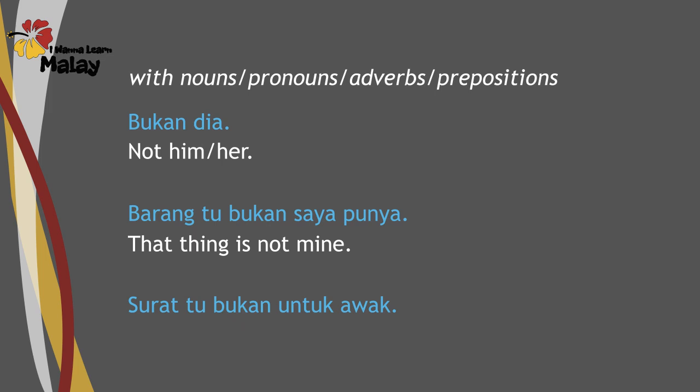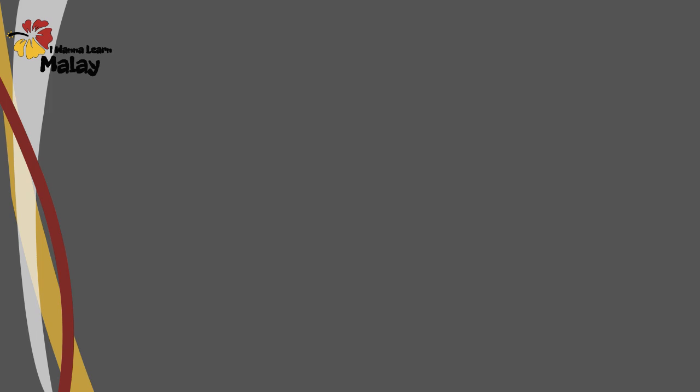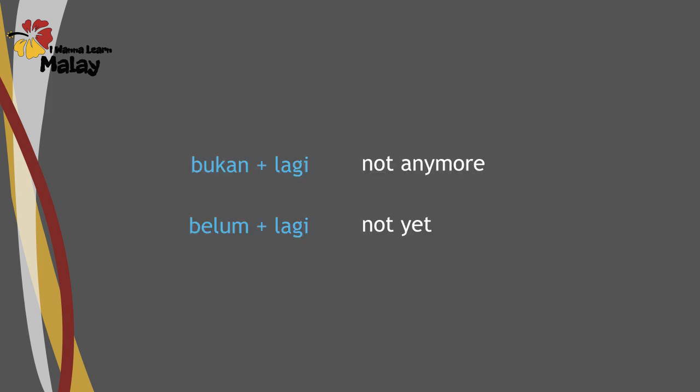Next example, surat tu bukan untuk awak. So untuk is a preposition. So this means that letter is not for you. So we cannot form the sentence with tak or belum. If, for example, surat tu tak untuk awak. So that's wrong. So one point to note is the word bukan, if it comes with lagi, it means not anymore. If belum with lagi means not yet.